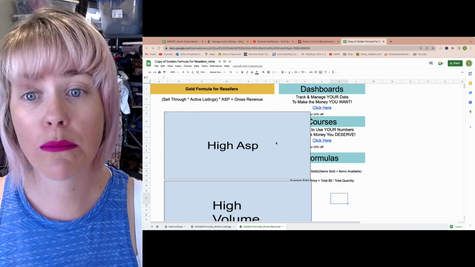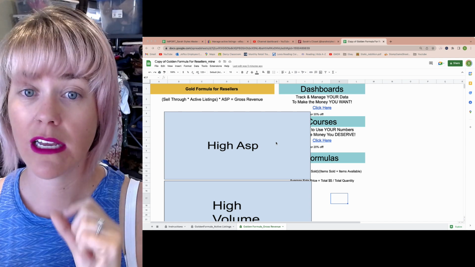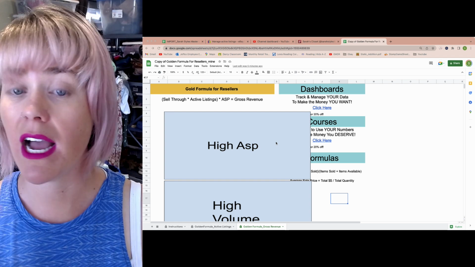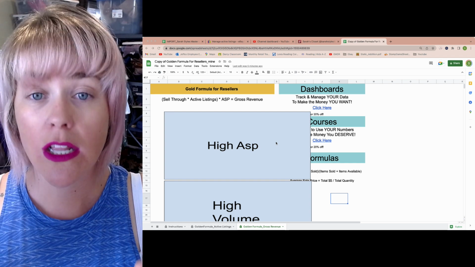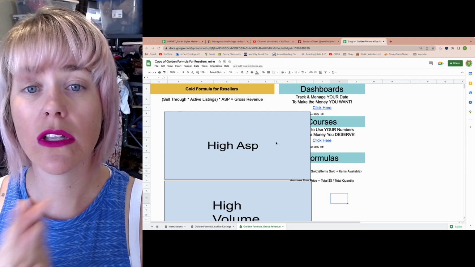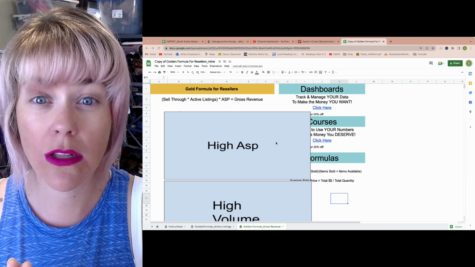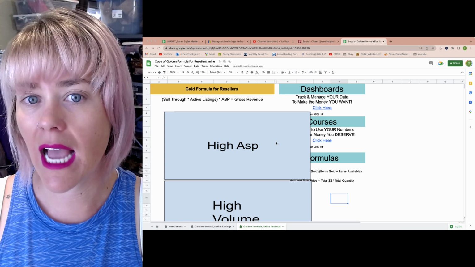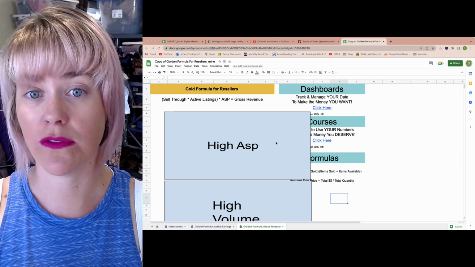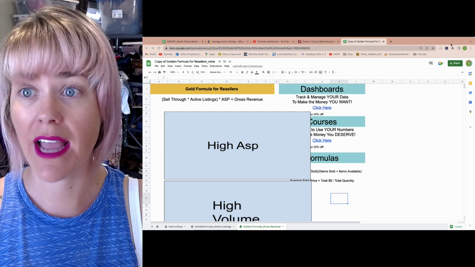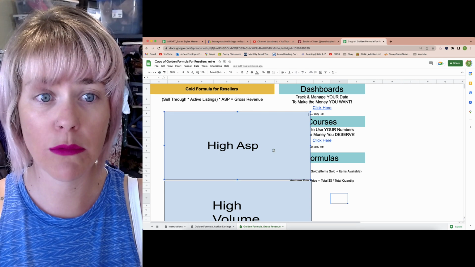And this is where you can break down: you have a high average sale price strategy and you have a high volume strategy. We're going to look at the two of them, what it means to have those, what your numbers are going to look like, and then how to decide which strategy is best for you. So we're going to start with a high average sale price.